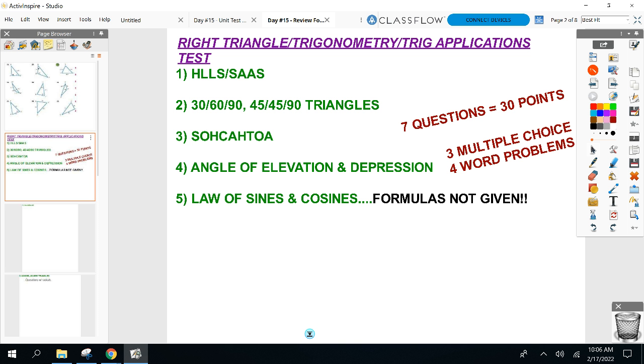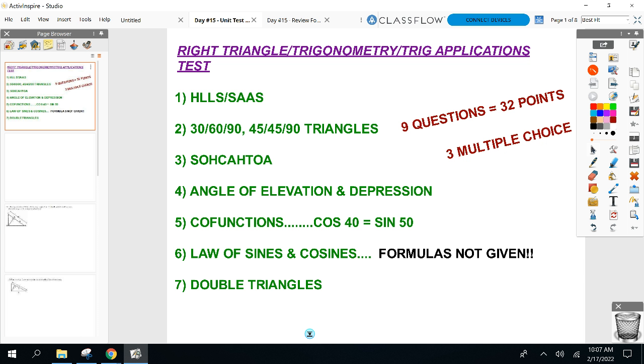All right. Don't feel like you have to take notes right now because anything I write down on the board, I'll post it to Classroom every day. All the little details. But I'll show this to you now. It's going to be 32 points, 9 questions total. First 3 are multiple choice. Everything else is going to be show your work.